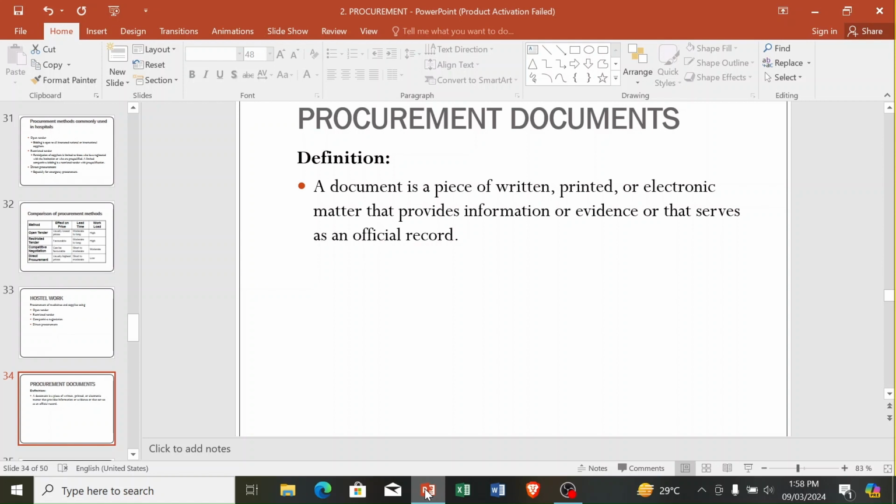Before we look at the different documents that we use in medicine procurement, there is need for us to know what a document is. A document is a piece of written, printed, or electronic matter that provides information or evidence, or that serves as an official record.